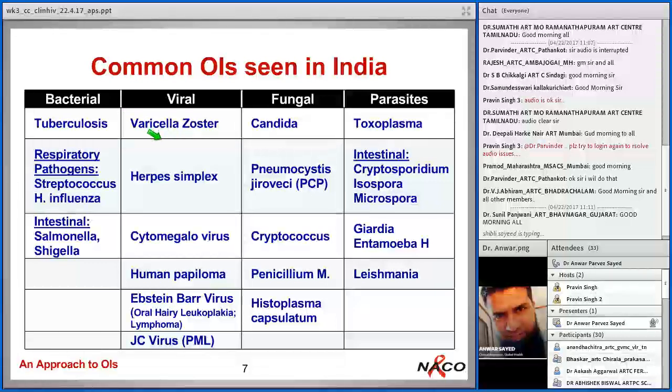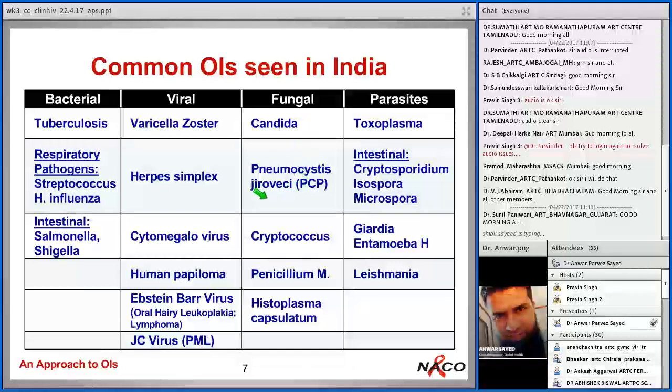Viral infections like varicella zoster, which causes herpes zoster, herpes simplex, that is HSV1 or 2. Then cytomegalovirus, that is CMV, which causes retinitis or encephalitis or other kinds of presentation of CMV. Human papilloma, that is HPV, may cause the CA cervix. Then Epstein-Barr virus may cause oral hairy leukoplakia or lymphomas. Then JC virus, which causes PML.